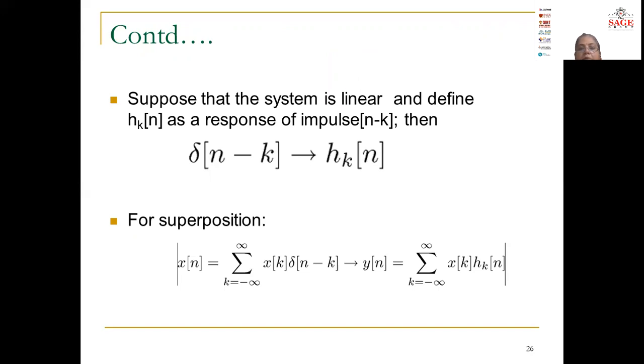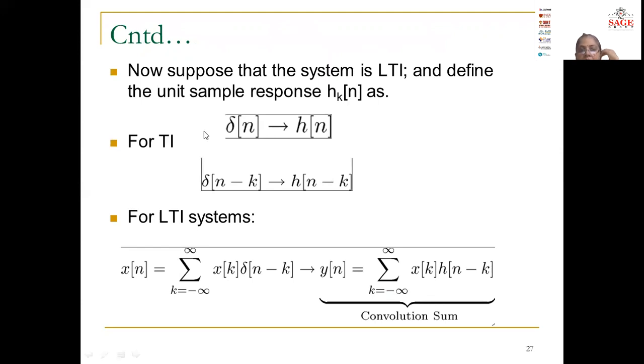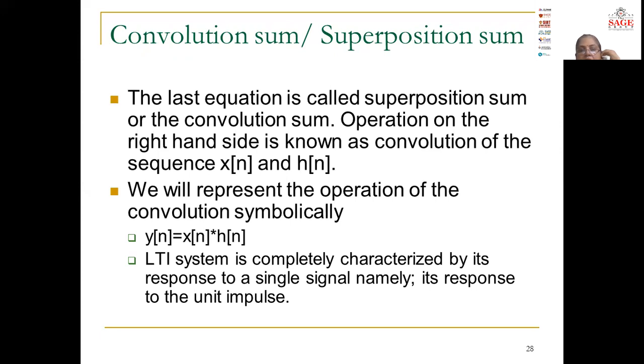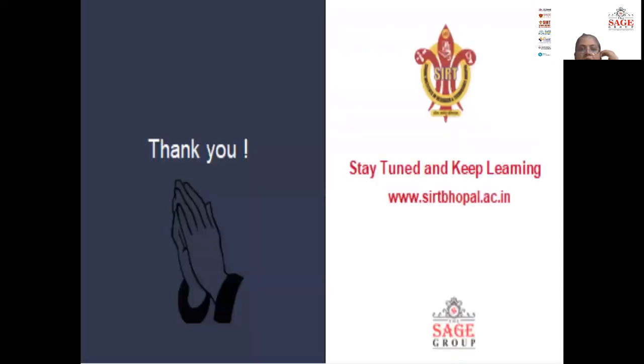This is the property we have shown with the help of the mathematical function, and it applies the superposition theorem. Now this is the impulse as an input, and this is the output response. We have shifted the impulse, and the response is also shifted. So for an LTI system, this is the convolution sum. The last equation is called the superposition sum or the convolution sum. So it is the convolution property which shows that the system is completely characterized by its response to a single signal, namely its response to the unit impulse. Thank you.